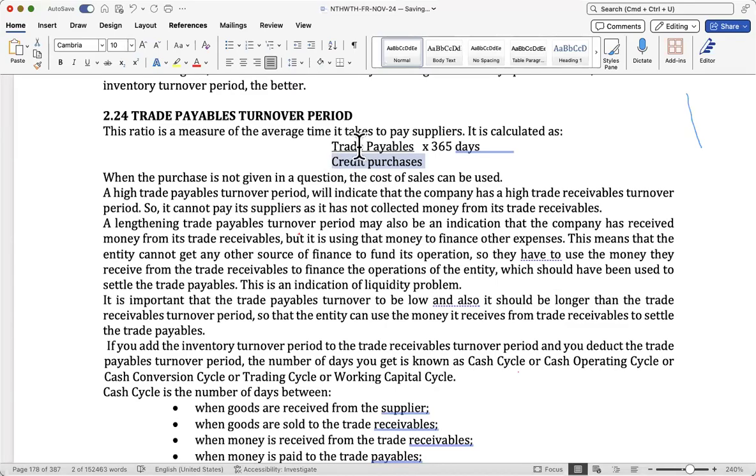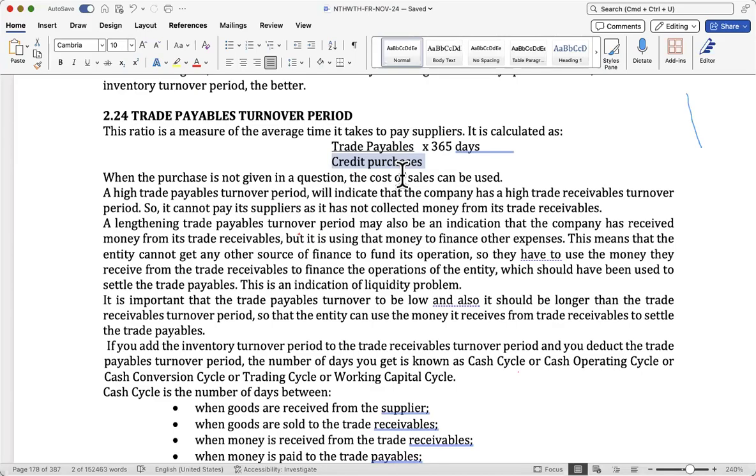Feel free to use trade payables over cost of sales instead of trying to compute your cost of sales or your credit purchases. You're fine, except if the examiner specifically gives you credit purchases. We would usually use trade payables over cost of sales multiplied by 100, multiplied by 365 days. So that is the number of days it takes to pay our suppliers.